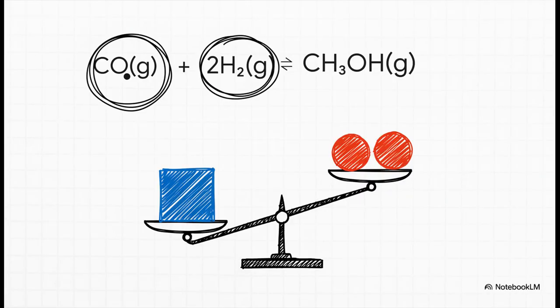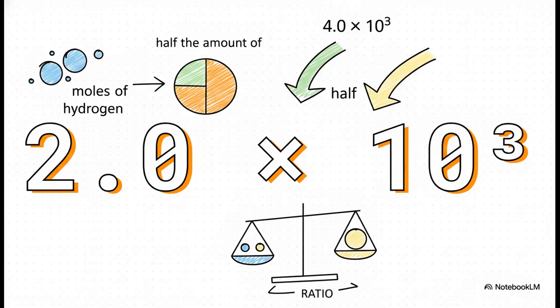All right, now for a quick calculation. The secret here is all in the balanced equation. See those big numbers out front? They tell you the ratio. We have 1 mole of carbon monoxide reacting with 2 moles of hydrogen. That 1-to-2 ratio is everything. So, if the question gives us 4.0 times 10 to the 3 moles of hydrogen, we just need half that amount of carbon monoxide, right? Half of 4.0 is 2.0, so the answer is 2.0 times 10 to the 3 moles. A simple bit of ratio work, and that's our second mark secured.